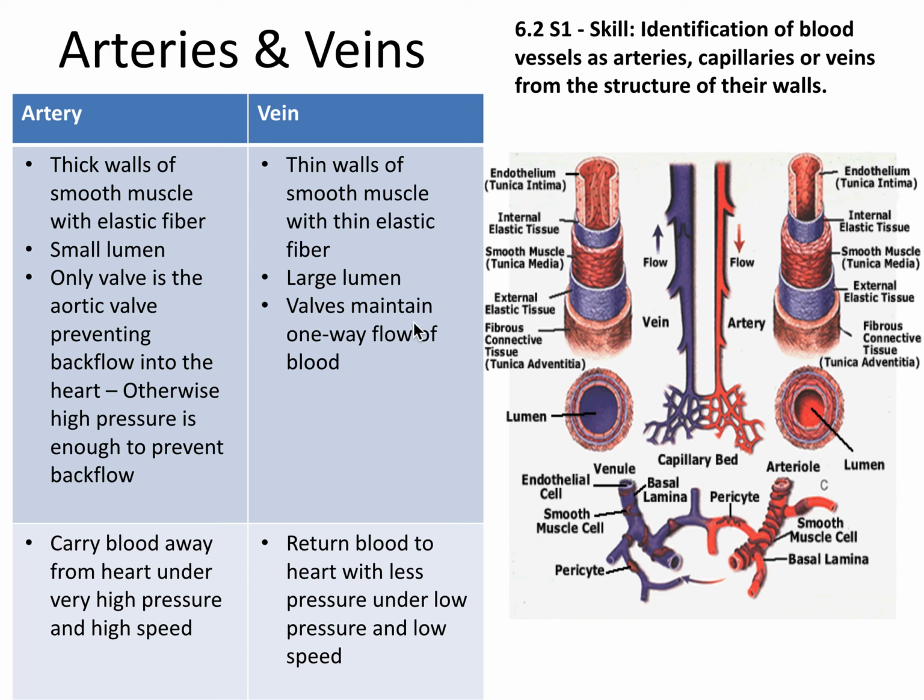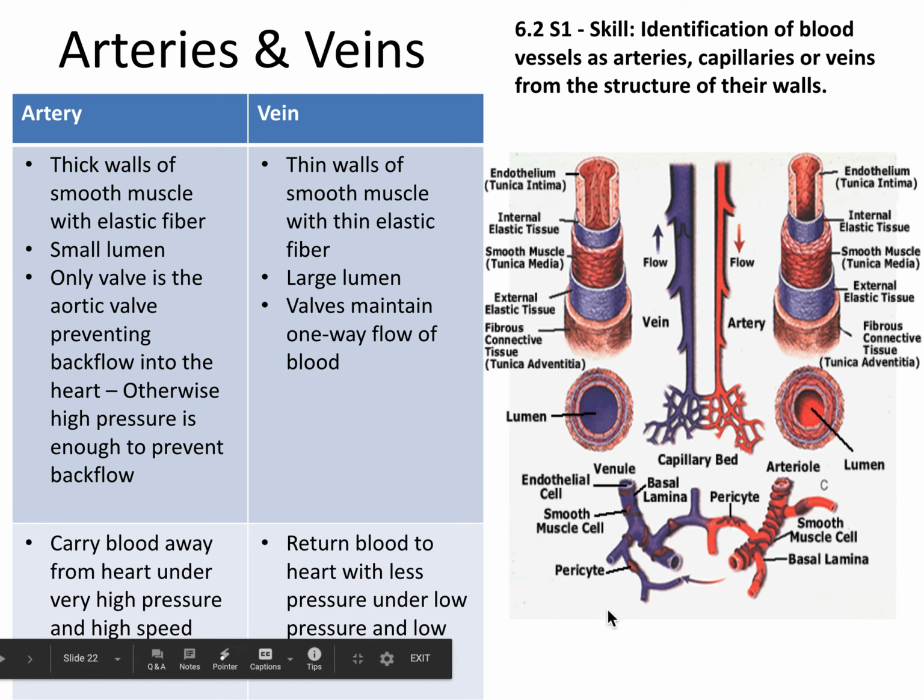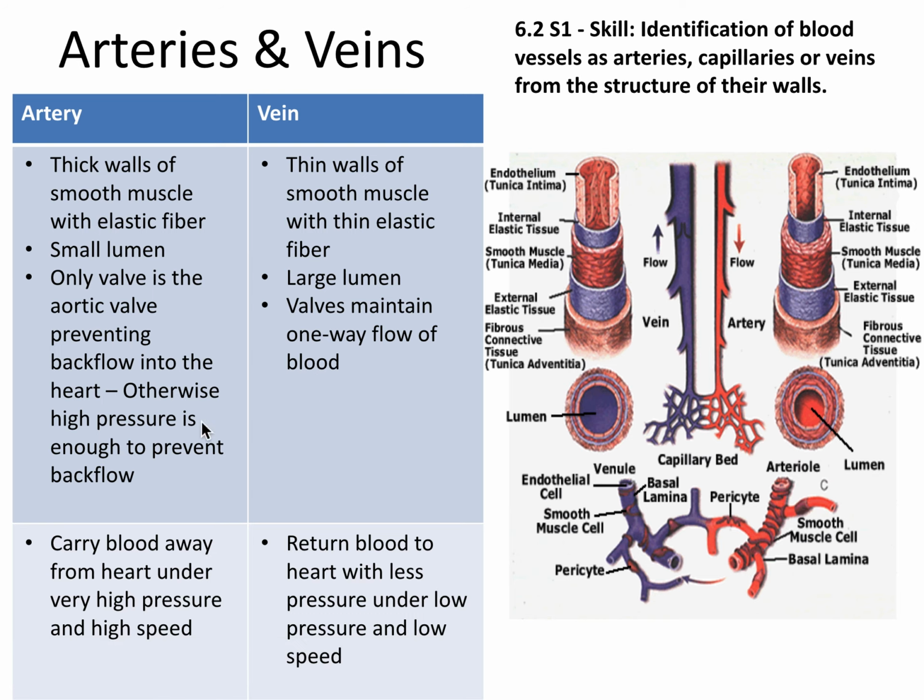Veins also maintain one-way flow of blood, so you're going to see valves within veins because they're trying to make sure the blood doesn't fall back, whereas arteries don't. They have no valves except for the aortic valve in the heart. Otherwise, they just have free flow. The artery's function is to carry blood away from the heart under very high pressure and high speed, whereas veins return blood to the heart under low pressure and speed.